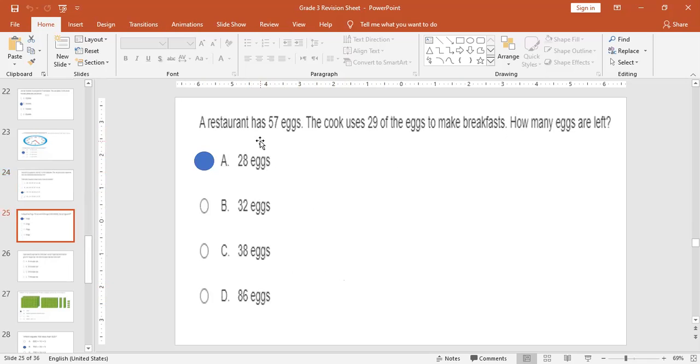A restaurant has 57 eggs. The cook uses 29 of the eggs to make breakfast. How many eggs are left? So if the restaurant has 57 and he cooked 29, I will do minus, so it is 28 eggs. Okay, so it is 28 eggs.